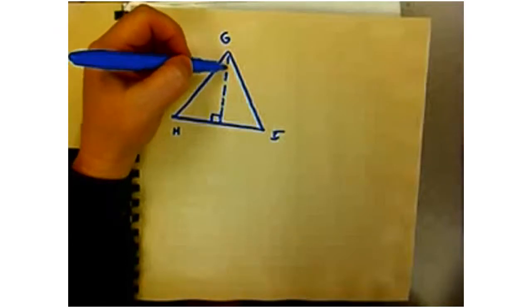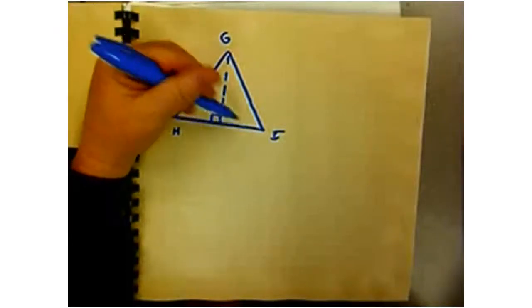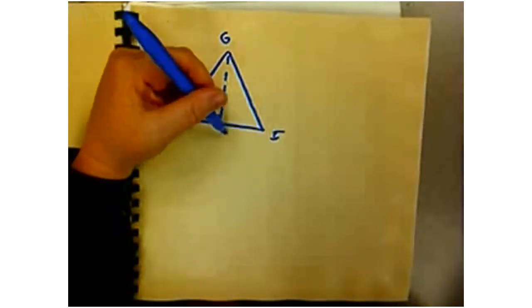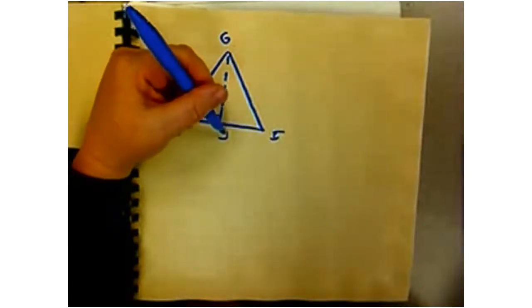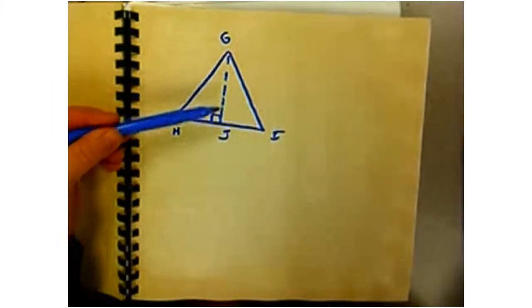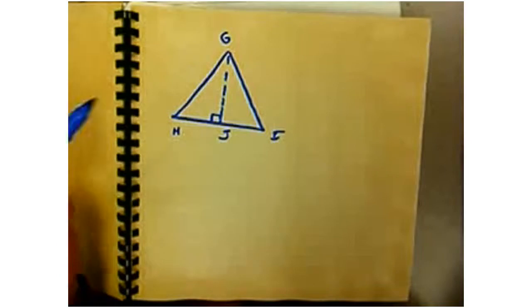From the vertex G to the side opposite HI with a perpendicular, a right angle indicator, and it's connecting with point J. And this would be a yes. It's an acute triangle. The altitude is on the interior, and it's perpendicular from the vertex to the side opposite.